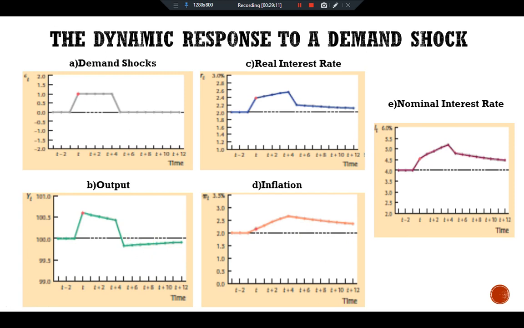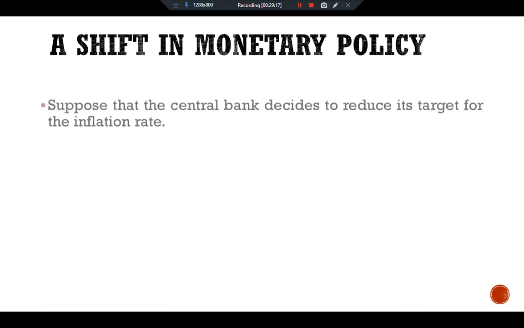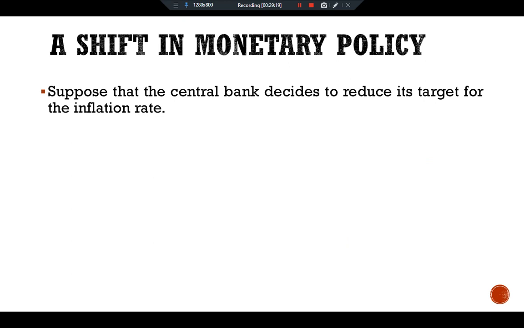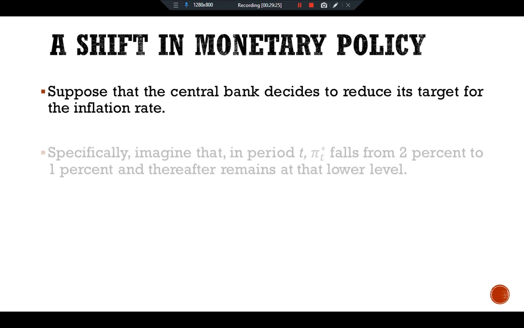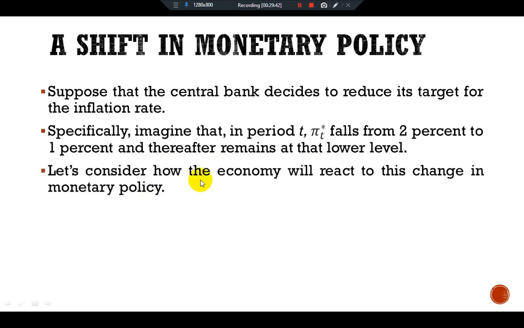Okay, moving towards a shift in monetary policy. Suppose that the central bank decides to reduce its target for the inflation rate. Specifically, imagine that in period T, the target falls from 2% to 1% and thereafter remains at the low level. Okay, let's consider how the economy will react to this change in monetary policy.